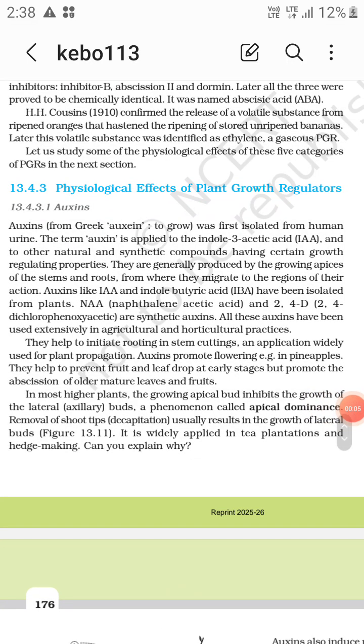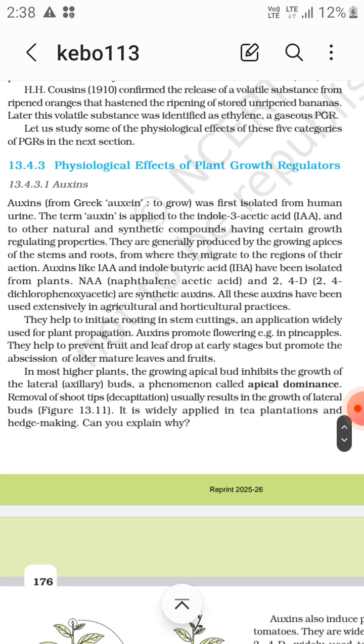So the physiological effects of plant growth regulators. Now these are also called phytohormones or plant hormones. Now auxins. So this was first isolated from human urine, right?